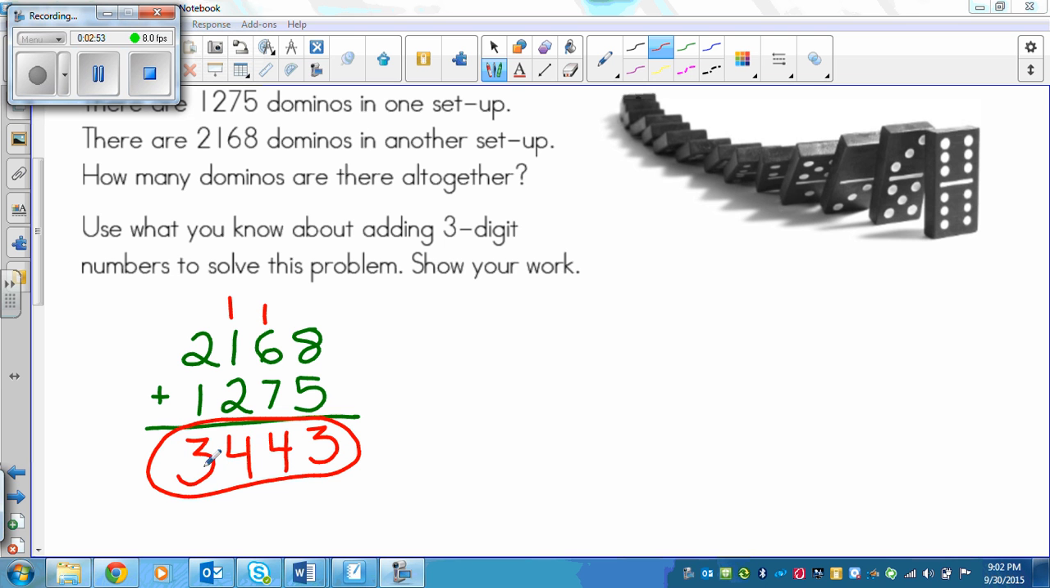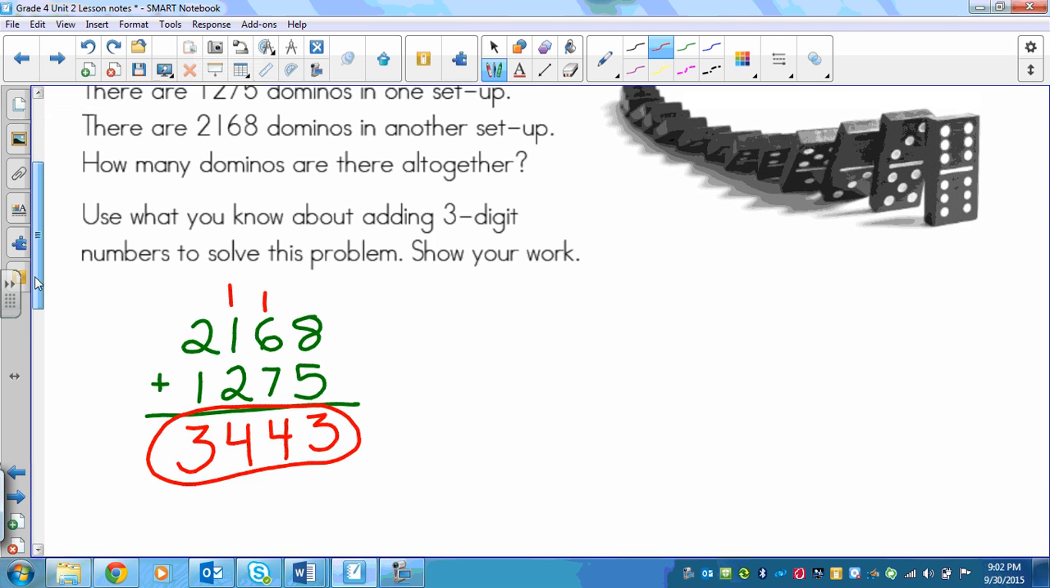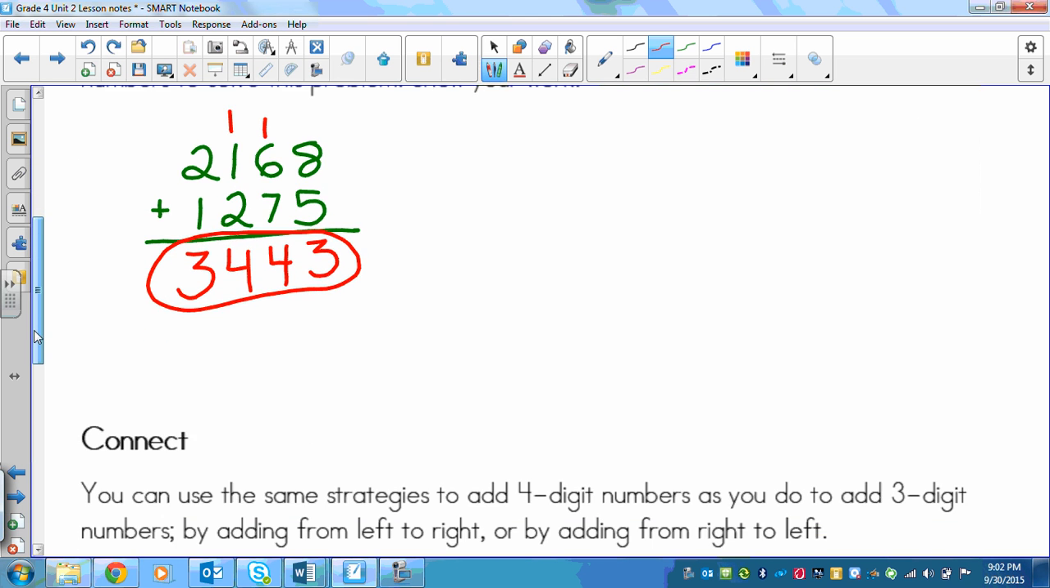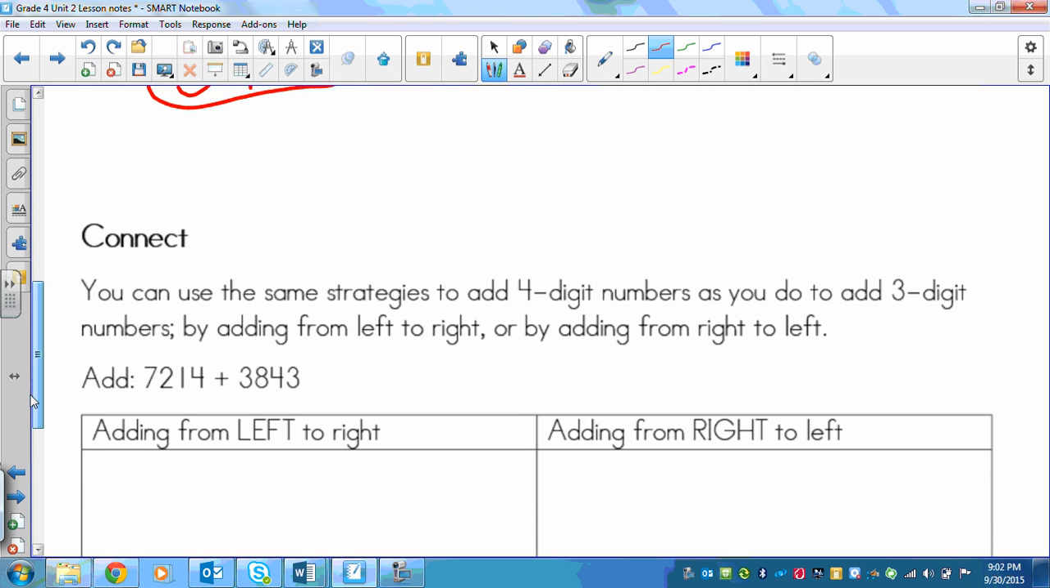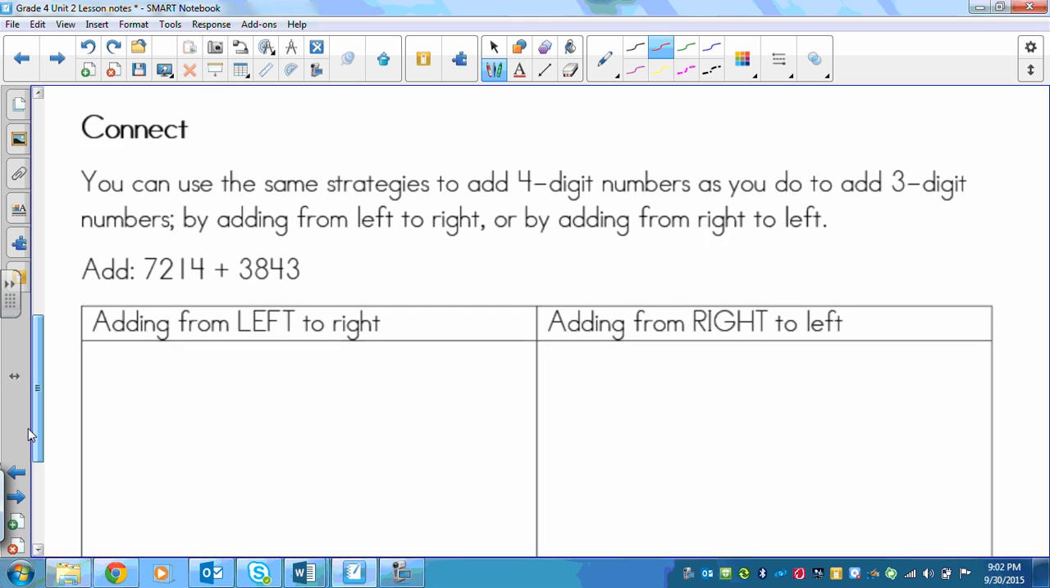Did you get the same answer as me? I added from right to left. Did you do the same? You should have got the answer either way of 3,443. Now you may have noticed that adding 4 digits is a whole lot like adding 3 digits, and that's because they are exactly the same, but adding 4 digits has one extra digit, mind you, on each number.